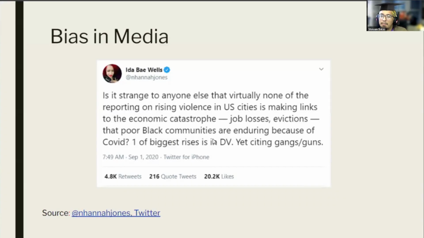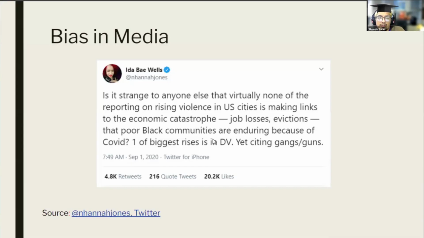She's pointing out how by leaving out the context of violence and looting, such as the dire economic reality many face due to losing their livelihoods in a pandemic, the story, quote unquote, of violence in urban centers loses context and meaning, which becomes another racist trope. So if you haven't read it already, she wrote, "Is it strange to anyone else that virtually none of the reporting on rising violence in the US cities is making links to the economic catastrophe, job losses, evictions that Black communities are enduring because of COVID?"